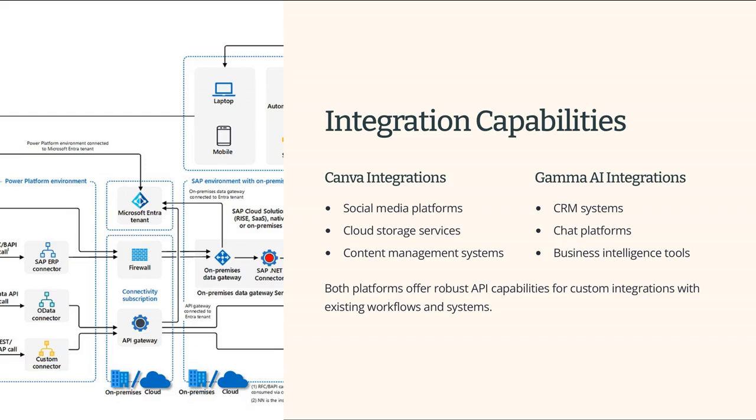Canva integrates with a range of platforms, including social media sites and cloud storage services. Gamma AI, conversely, offers integrations with business tools such as CRM systems and chat platforms. Both platforms have robust API capabilities for custom integrations.